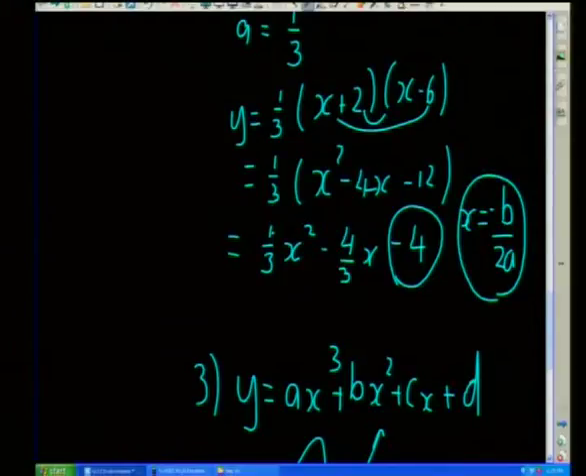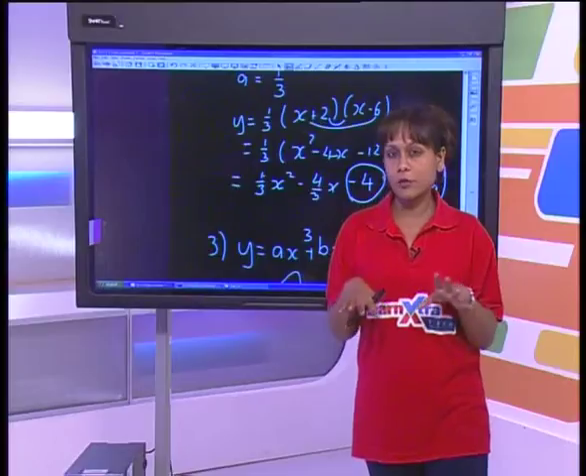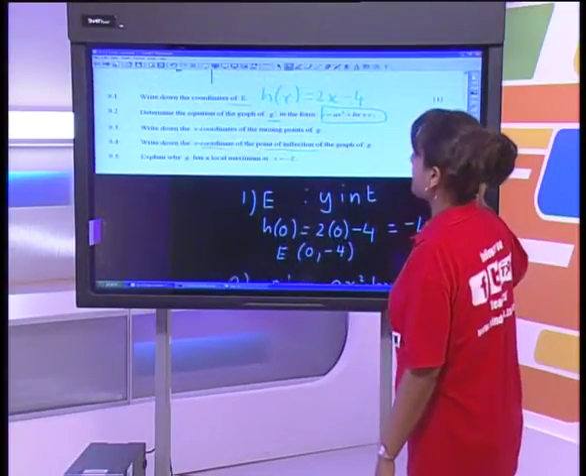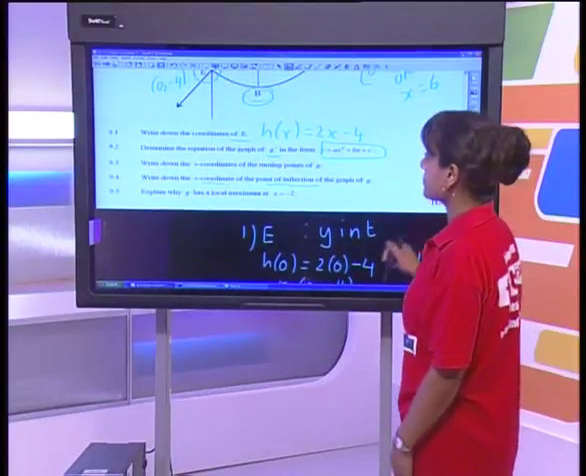Or if you preferred, you could have even taken this equation and derived it and then made it equal to 0 and solve for x. Either way, you will get the same answer. Okay. All right, guys, the last part of this calculus question.